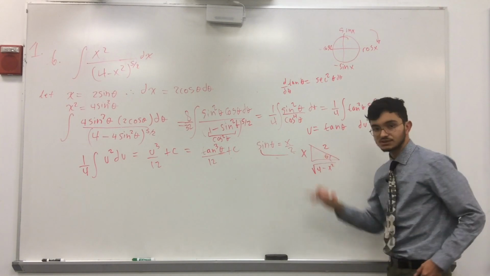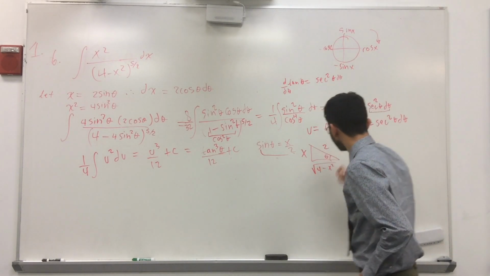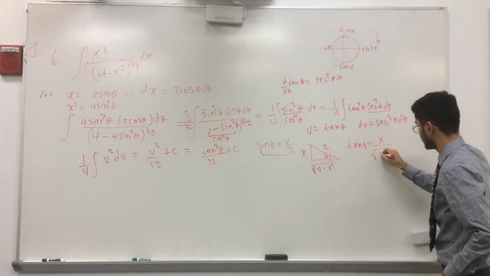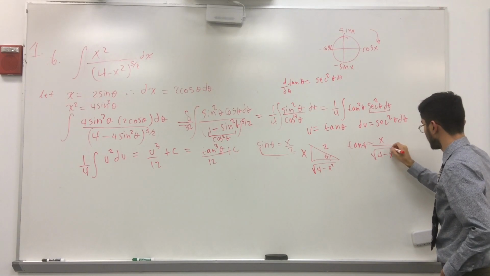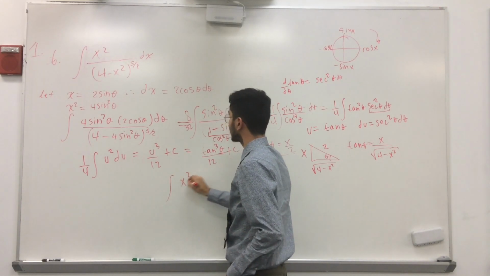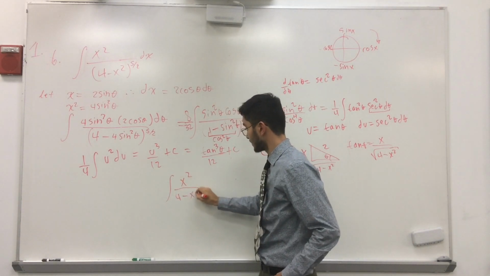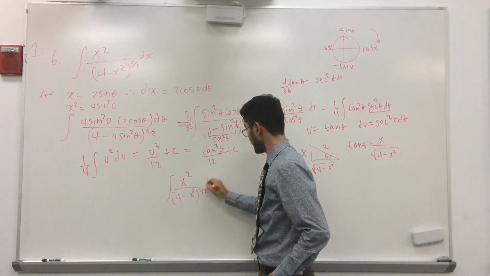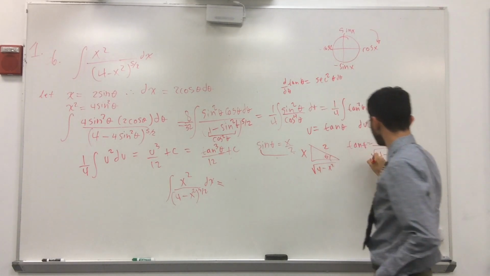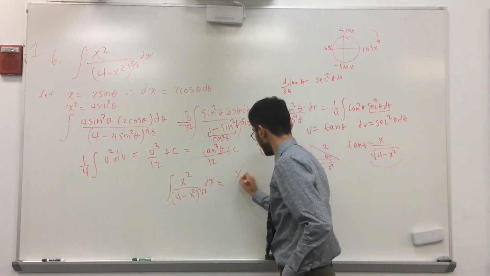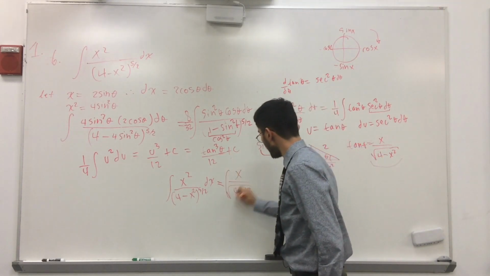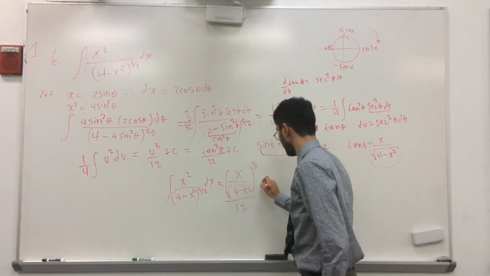Tangent of theta, well, it's just opposite over adjacent, right? So that means that this is nothing but the opposite side x divided by the adjacent side, which is the square root of 4 minus x squared. We can substitute back in there. So we have that the integral of x squared divided by (4 minus x squared) to the power of 5/2 dx is nothing but tangent cubed, which in this case is this value over here cubed. So that's just going to be x divided by the square root of 4 minus x squared, to the power of 3, divided by 12 plus c.